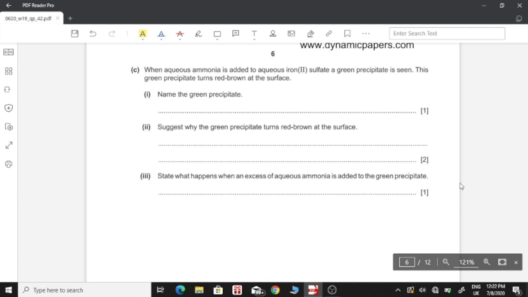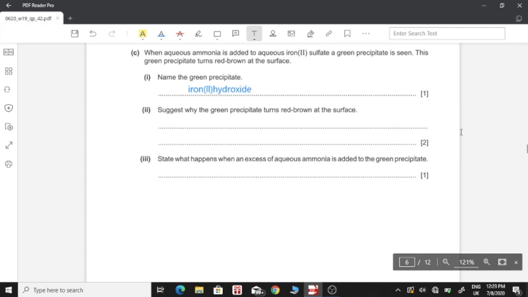Part C. When aqueous ammonia is added to aqueous iron 2 sulfate, a green precipitate is seen. The green precipitate turns red-brown at the surface. Right. Name the green precipitate. This is iron 2 hydroxide. Part 2, suggest why the green precipitate turns red-brown at the surface. Alright, so iron 2 on the surface reacts with oxygen and it loses 1 electron and then is oxidized to iron 3 oxide.